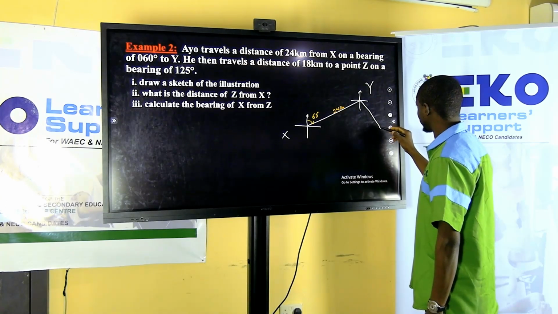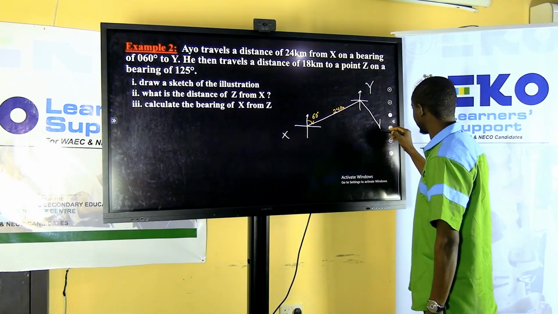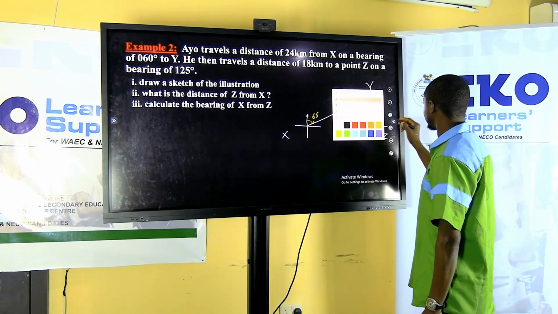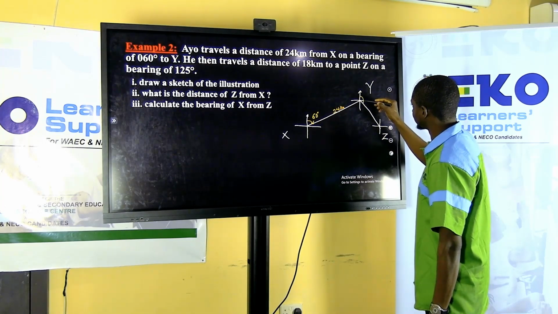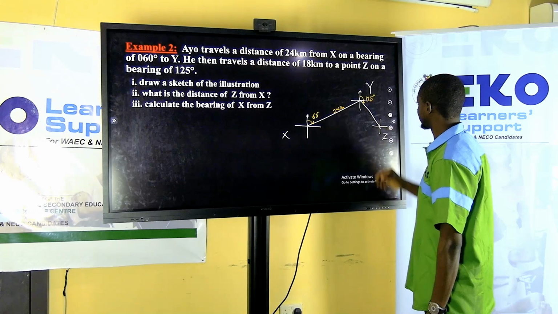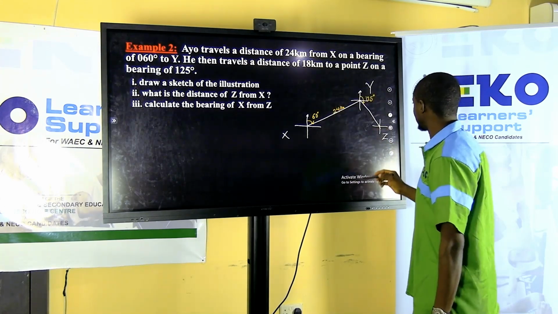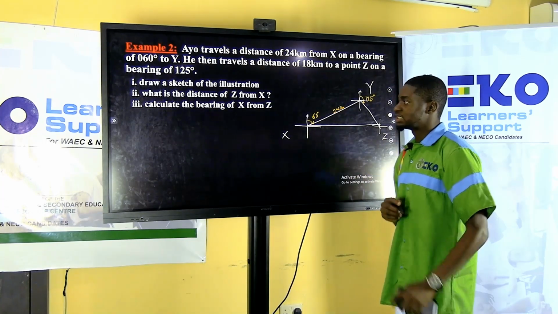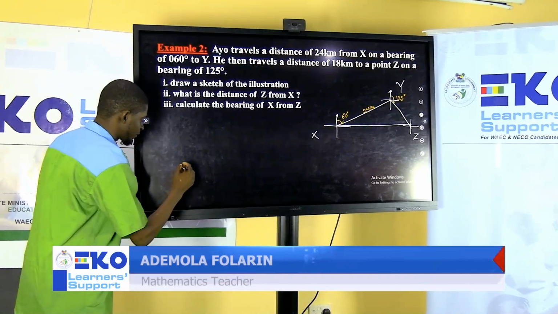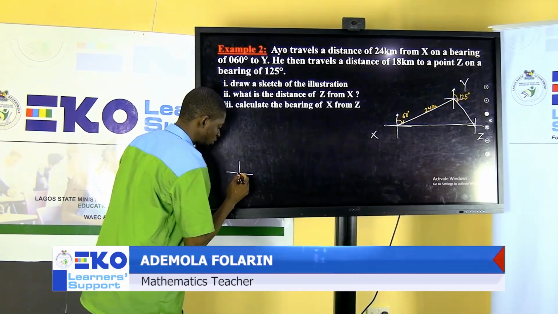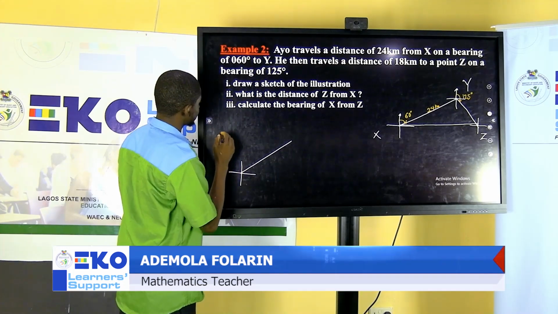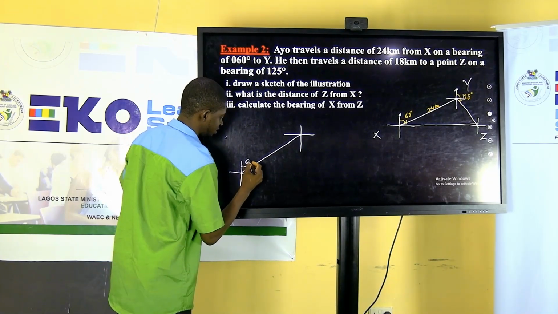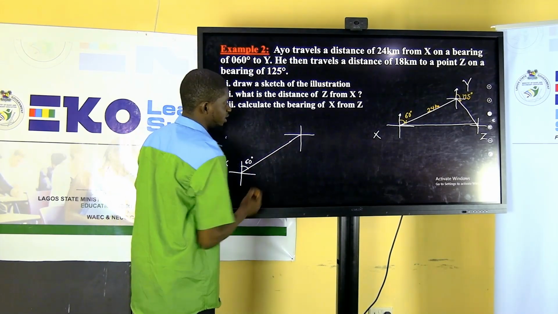Right? So if we look at that, this is the point where we call point Z. The bearing is 125 degrees. So this joins with Y now. Maybe I should try and enlarge this so that we can have a clear picture of it. If this is X, it goes 60 degrees to Y. This is our 60 degrees. This is X. Our Y is here.